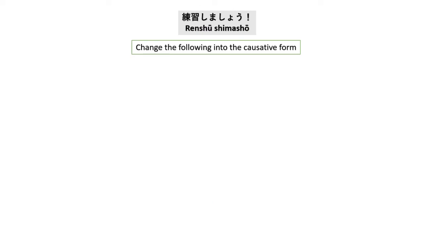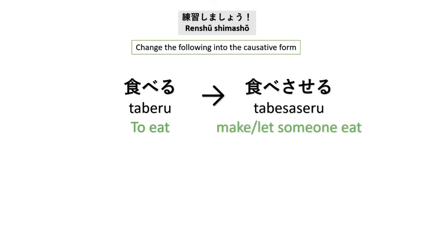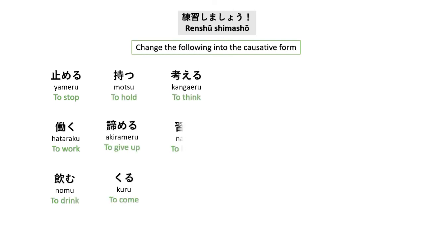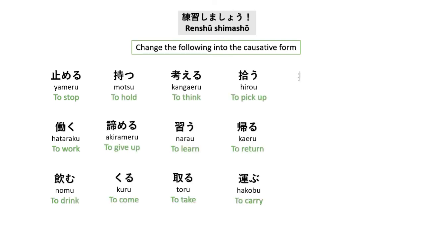Okay, so let's practice. We're going to change the following into the causative form. This is the first part of the practice. For example, taberu. Taberu becomes tabesaseru. Okay, make or let someone eat. And these are the other verbs that we're going to change into the causative form. Yameru, hataraku, nomu, etc. Okay, you may pause the video and try changing the following into the causative form, or you may continue watching.